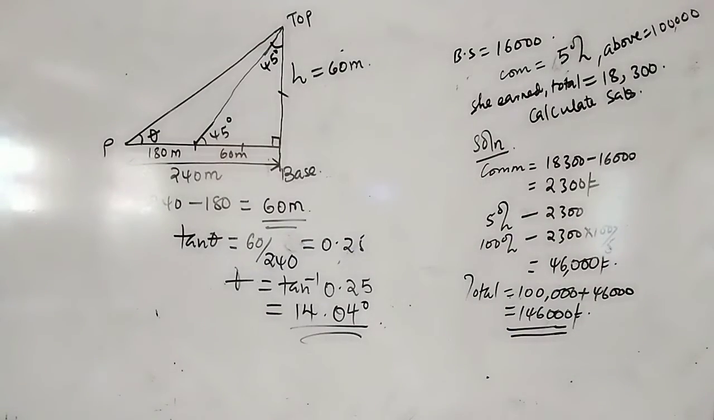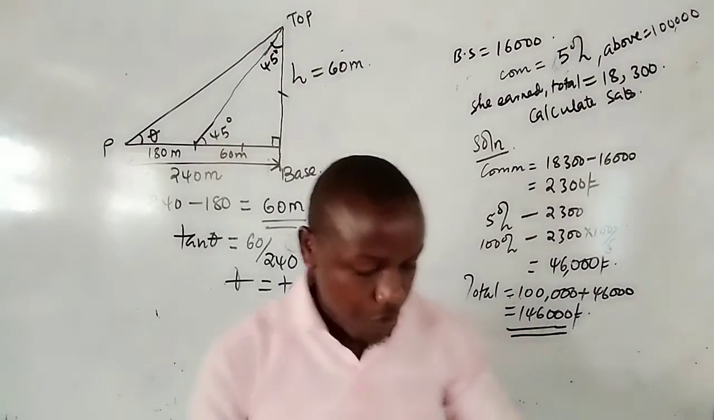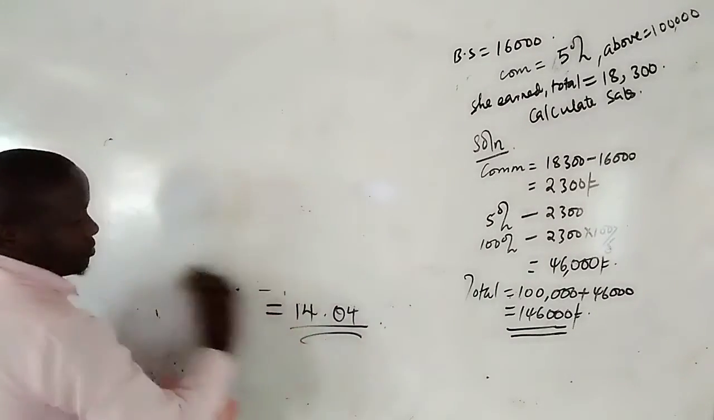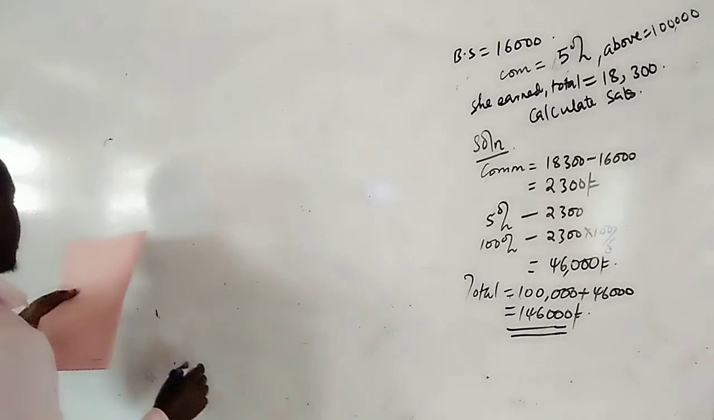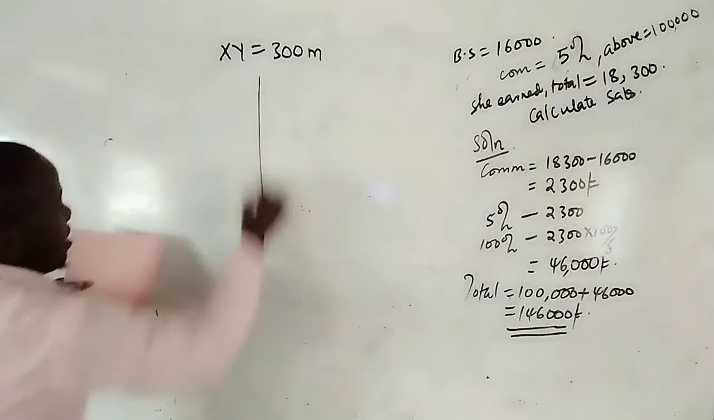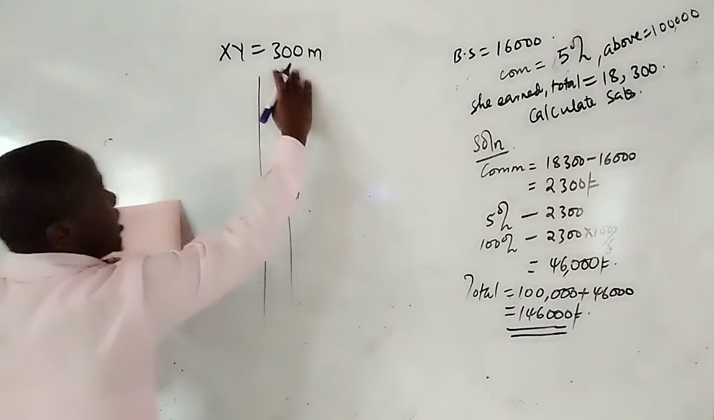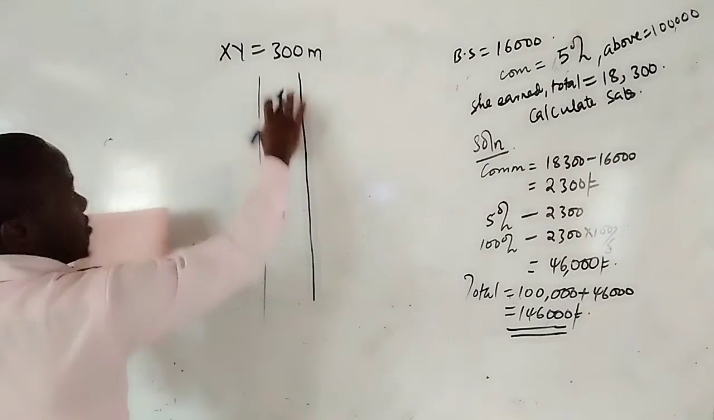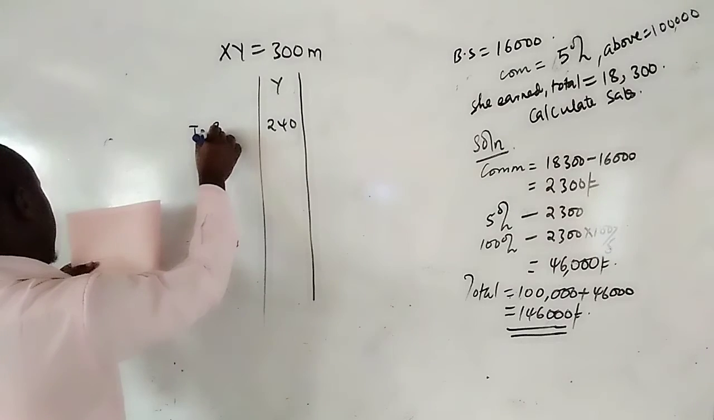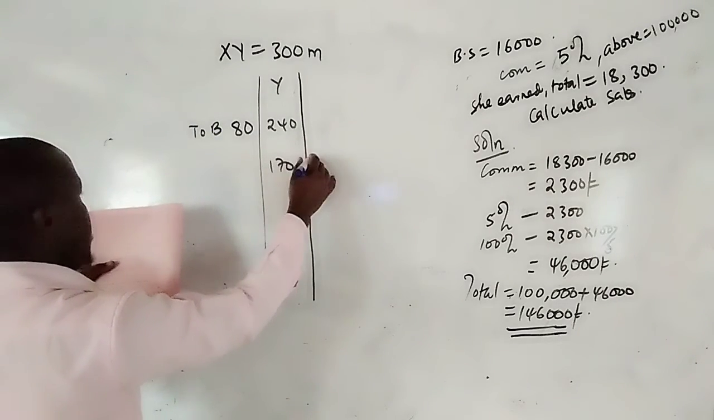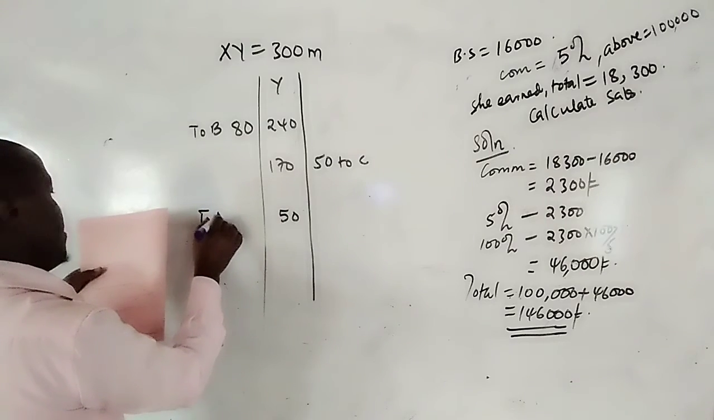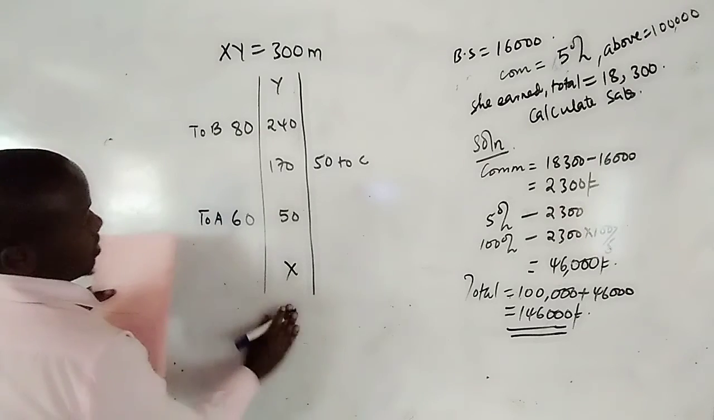Number 16 is a question from Simple Surveys. We can do it very fast. This is still under scale drawing. We are told a piece of land has measurements in a field book as shown below. Then we are told XY is 300. Then the field book has it that, okay, let me draw it clear. Y, 240, we have to B 80 meters. Then 170, we have 50 meters to C. Then at 50, we have to A 60. Then this is X. So this is the field book.